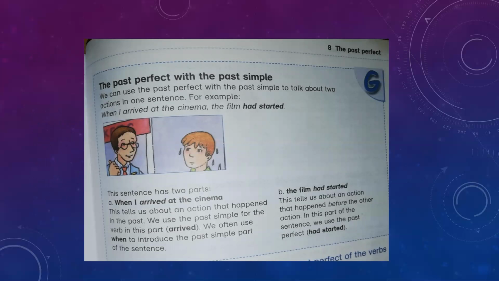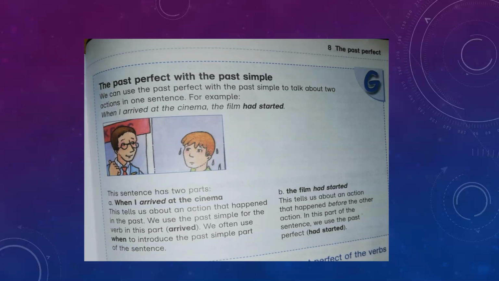Page 53. The past perfect with the past simple. We can use the past perfect with the past simple to talk about two actions in one sentence. For example, look at the picture. When I arrived at the cinema, the film had started. This sentence has two parts. When I arrived at the cinema, A, the film had started, B.